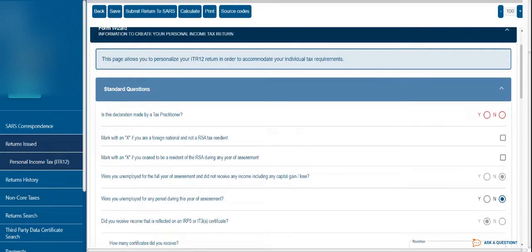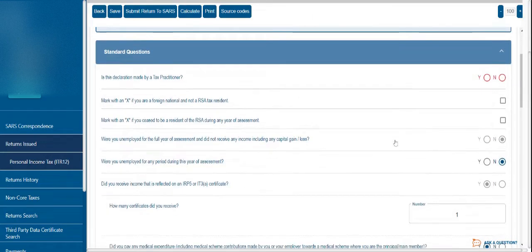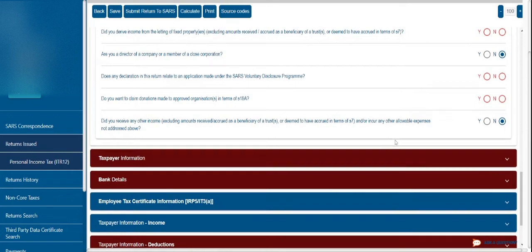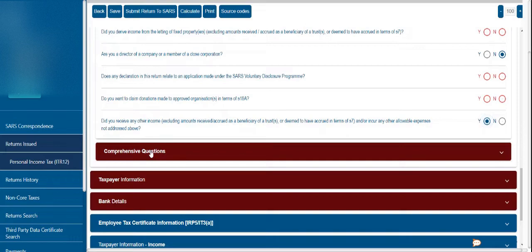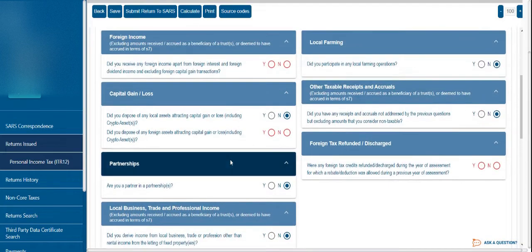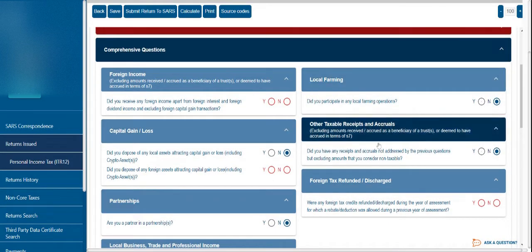So your form wizard, based on your yes no questions, opens up what you'll fill in your tax return. So you'll read through all the questions, and then the last one is, did you receive any income, other income, or any other allowable expenses not addressed above? So those are just basically anything that in the questions that you've read above. If none of your income or deductions falls part of that, you'll click yes, and then what happens is comprehensive questions then will appear. That'll include capital gains, any farming.